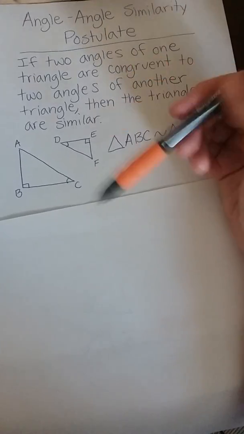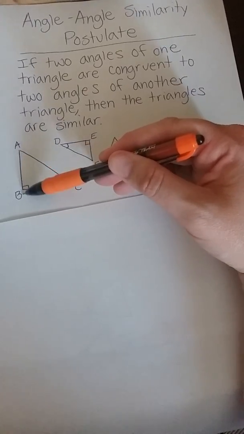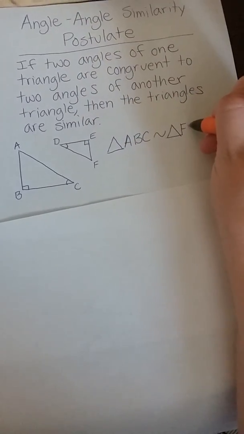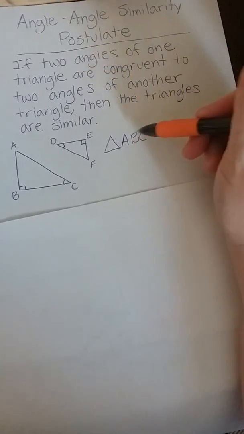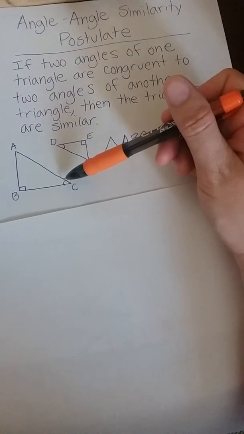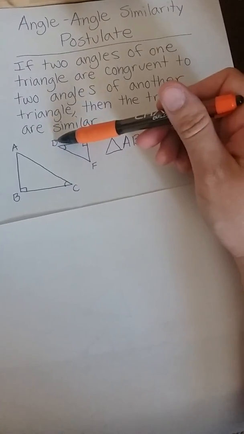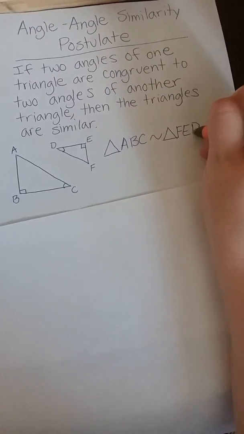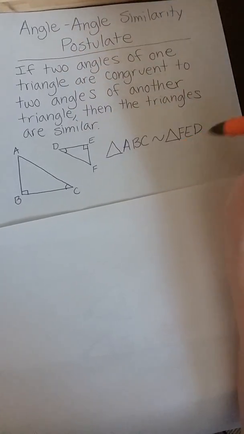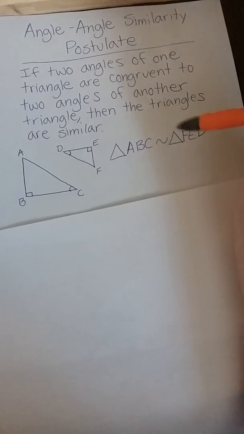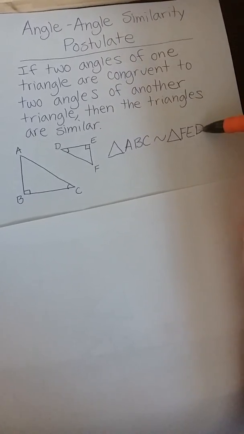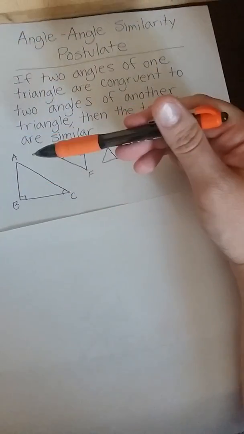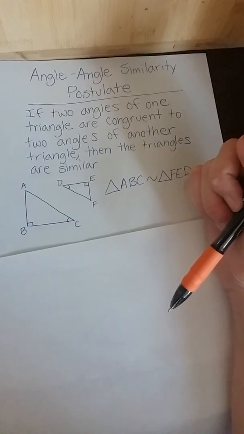Then I say B, which in this triangle is my 90-degree angle. So it has to match up with E, since that's my 90-degree angle in this triangle. So E is second. And then I go to C, which is my angle marked with one loop. And it is congruent to D, my angle marked with one loop. So D has to be last, so it's in the same place as C. So my similarity statement says triangle ABC is similar to triangle FED. And again, I know that because they have two congruent angles, so I can use the angle-angle similarity postulate.